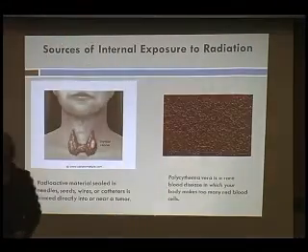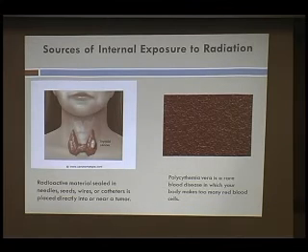And then as far as internal sources of exposure to radiation, these are just two medical examples. So on the left, you have thyroid cancer. They actually have the radioactive material seeded in needles or seeds or wires, and they put it right into the tumor or next to the tumor, and that's to address thyroid cancer. And I know that Chuck is going to be talking about thyroid cancer a little bit later.